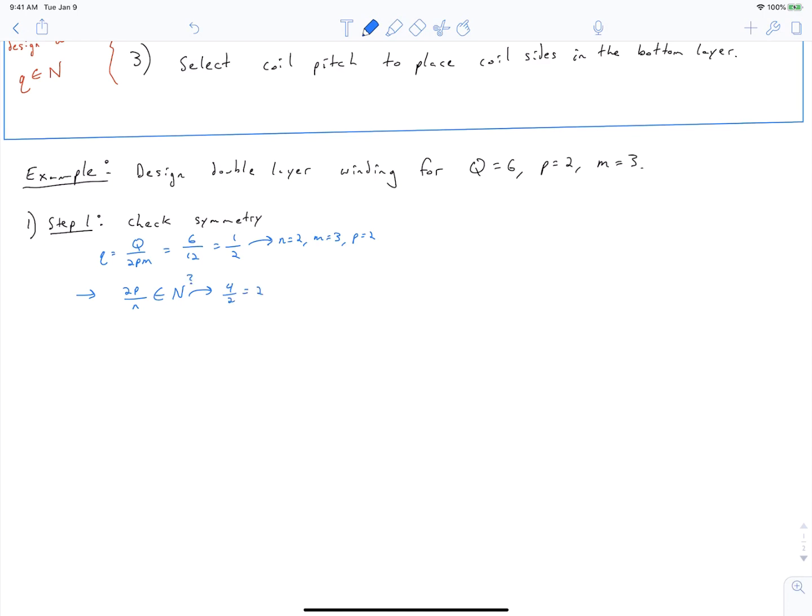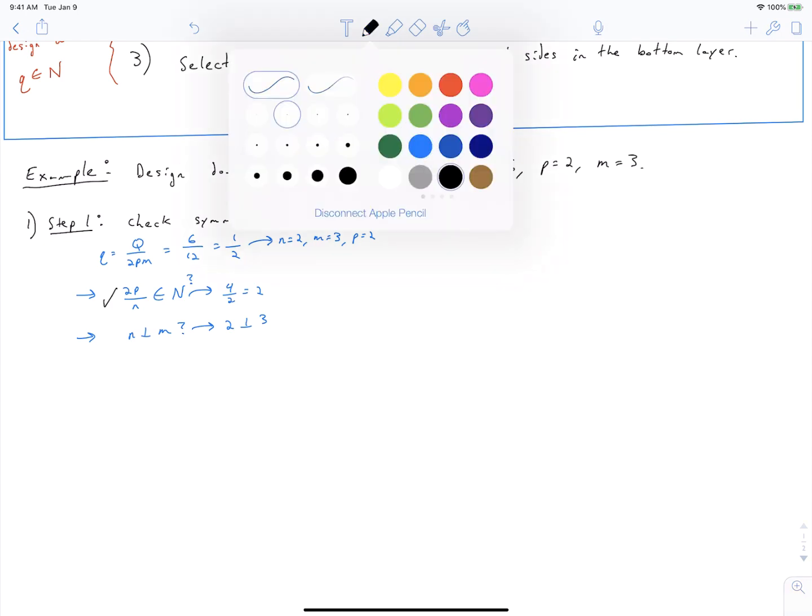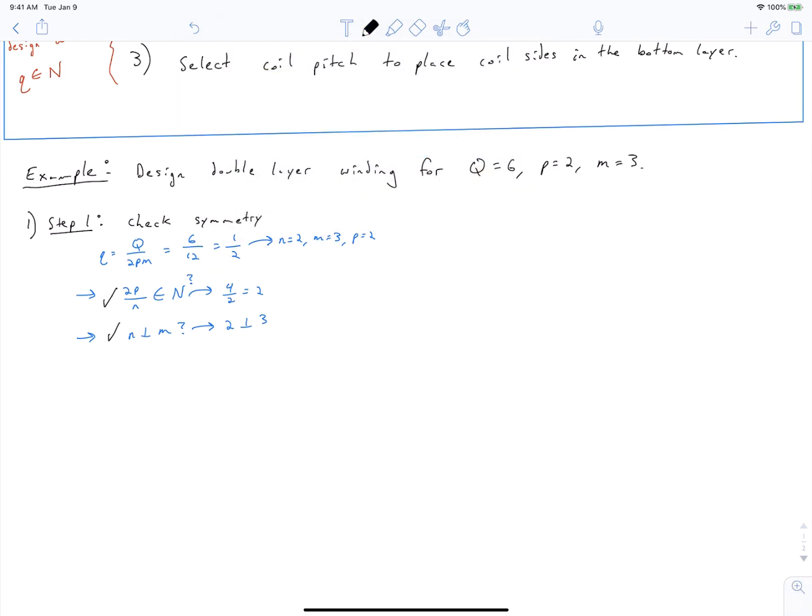And our first symmetry condition is that 2p divided by n must be an integer. And in fact, we find out that this value is 2, which certainly is an integer, and that means we've satisfied the first symmetry condition. The second symmetry condition is that n must be coprime with m, and indeed 2 is coprime with 3, which means we've satisfied the second symmetry condition. And therefore, our winding is symmetric.